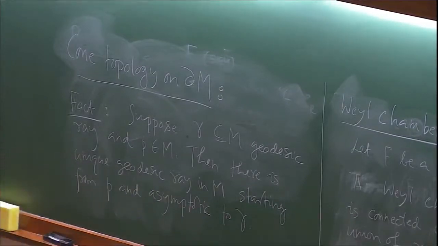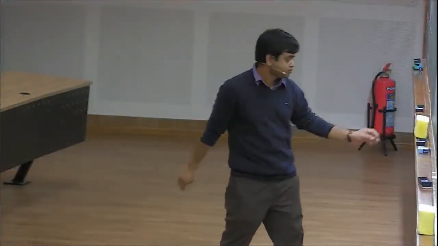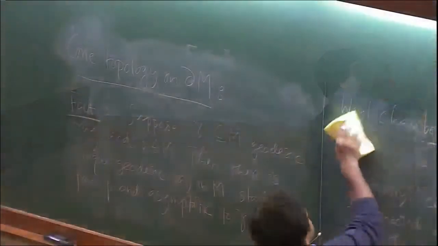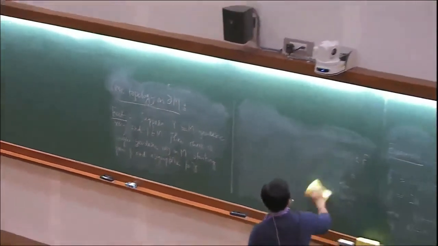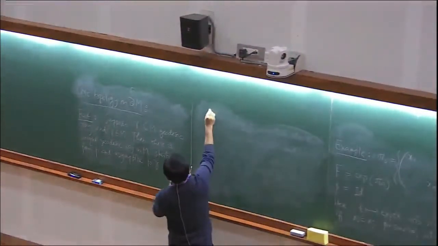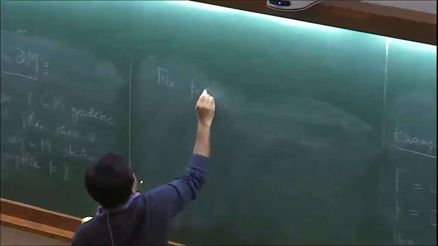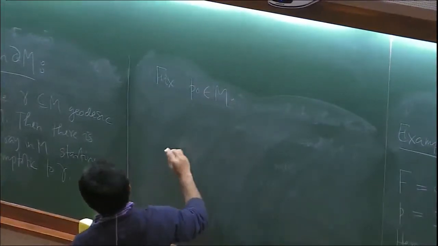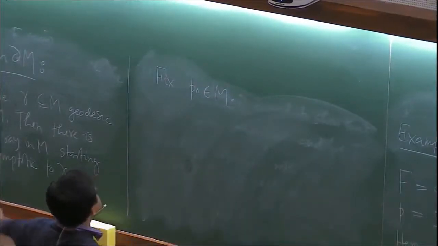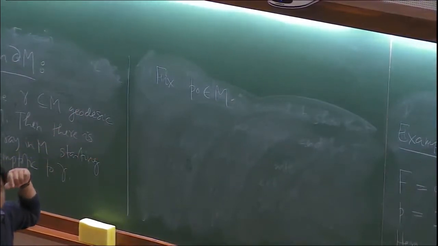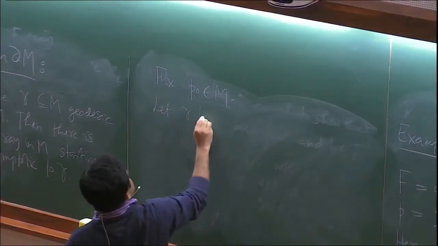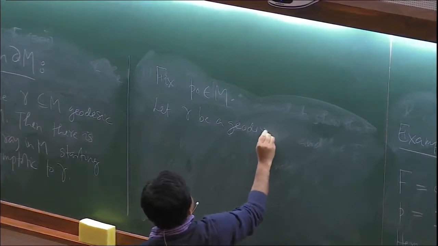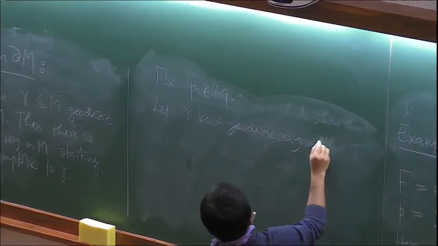Therefore, if I just fix a point and consider all the geodesic rays coming out of this point, they will give me all the asymptotic classes. So now, to define this cone topology, I'll fix a point P naught in M. Every asymptotic class is given by one unique geodesic ray starting from here. So let gamma be a geodesic ray starting from P naught.